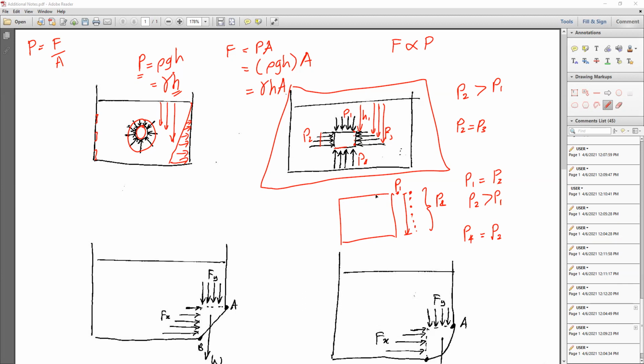Similarly, like P1, because the value of H is the same, right? The height from this water level is the same. So the pressure at this point will be the same along this point. Similarly, at P4, it will have a constant value. But of course, the pressure at this point down here will be much higher than the pressure on top here. That is because the H is higher.